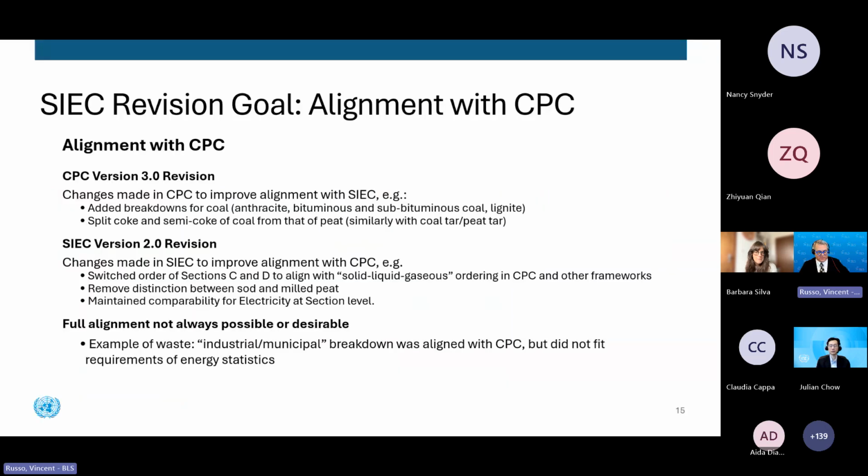One of the main goals of this revision of SEC was to improve alignment with the CPC, the Central Product Classification. And we were able to make some changes in both SEC and CPC because these revisions were happening at the same time. There was a significant overlap between these two revisions. So in some instances, we were able to make changes in CPC to improve alignment with SEC in the area of coal and split coke and semi coke of coal.